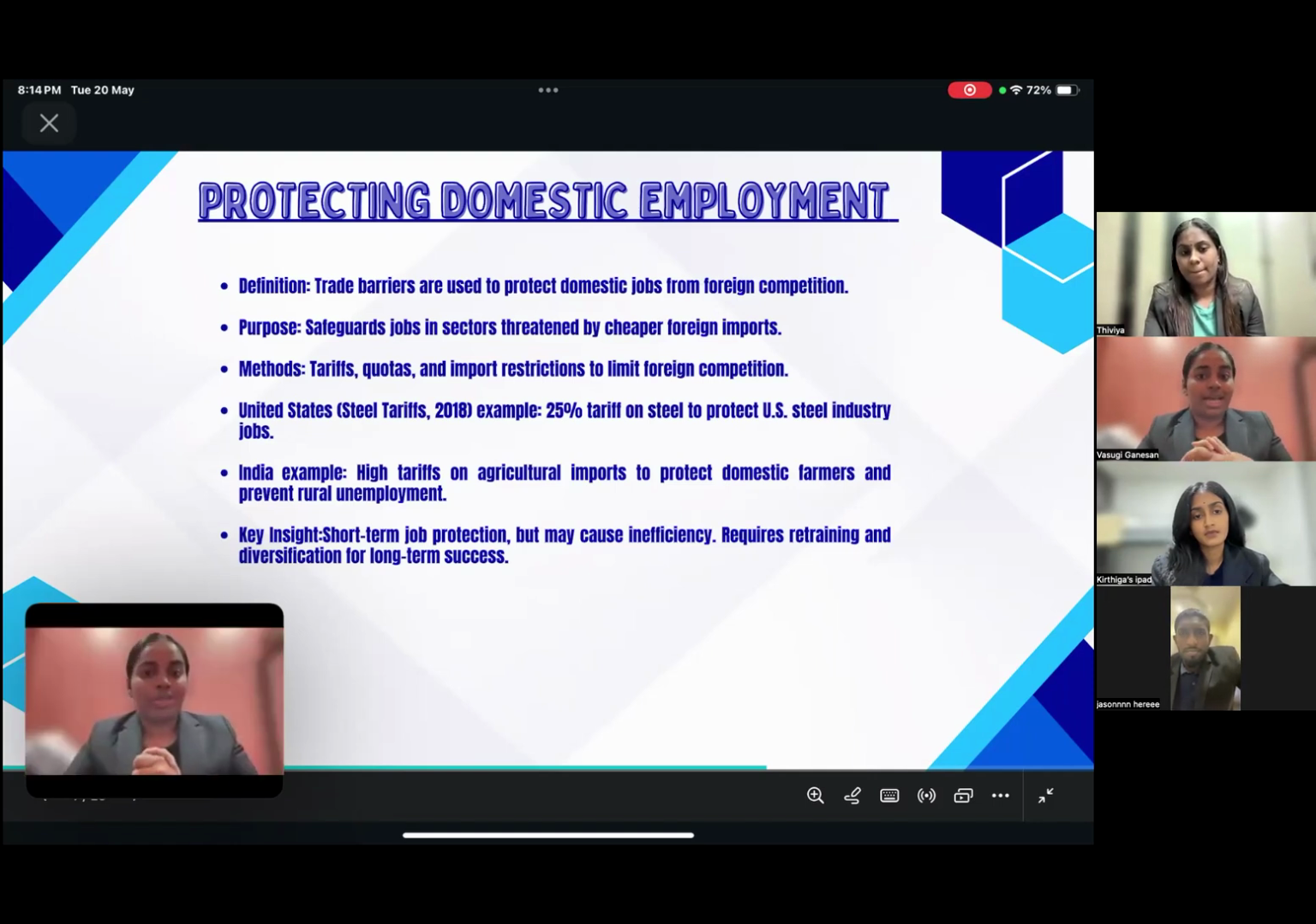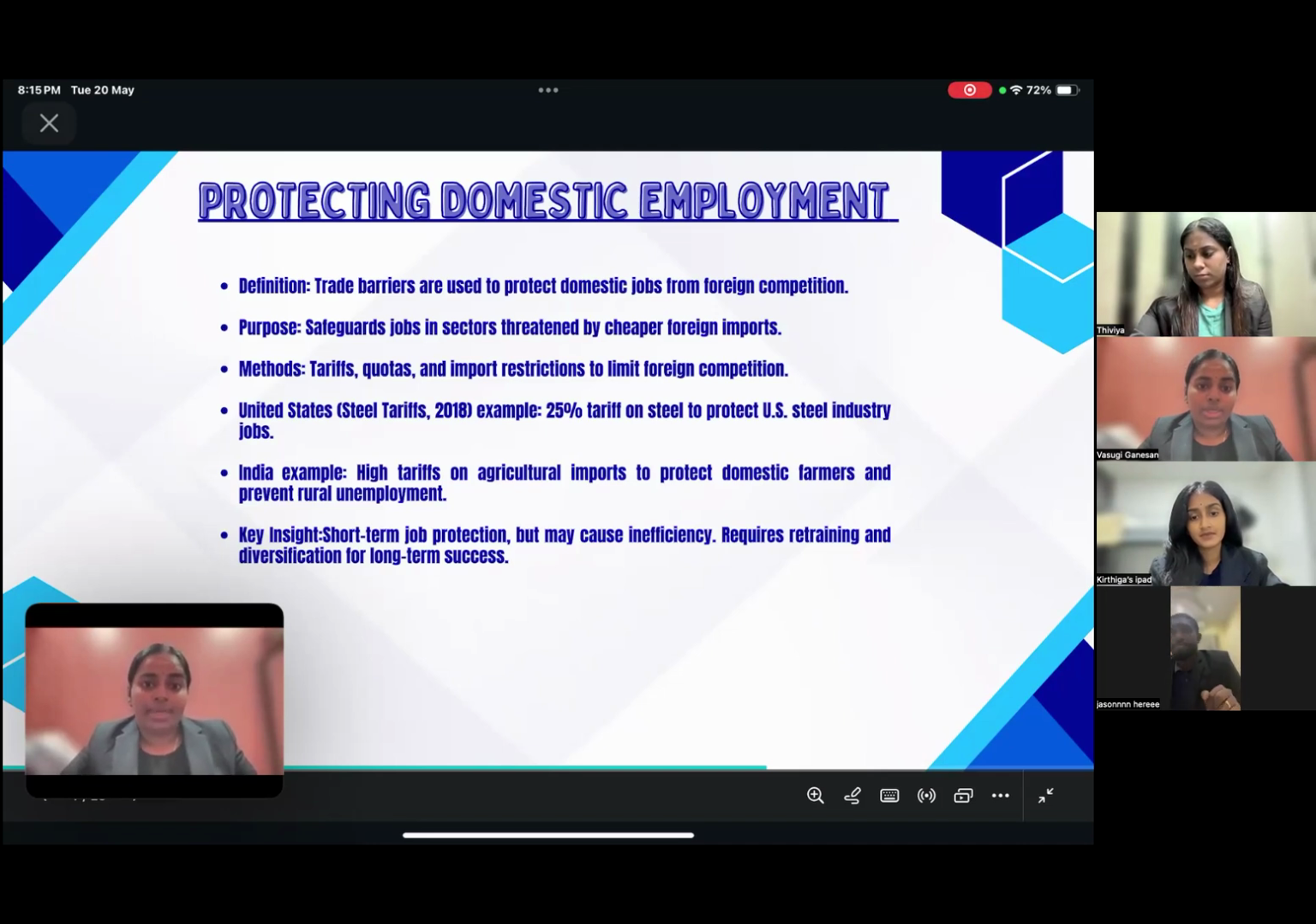Next, I'm going to discuss trade barriers and their role in protecting domestic jobs. I'll explain what trade barriers are, what they are used for, and how they help safeguard jobs. So what are trade barriers? Let's start with the basics. Trade barriers are rules and regulations that countries implement to limit the quantity of foreign goods coming into the market. The barriers shield local businesses from competition and keep local jobs from being diverted to lower cost imports.